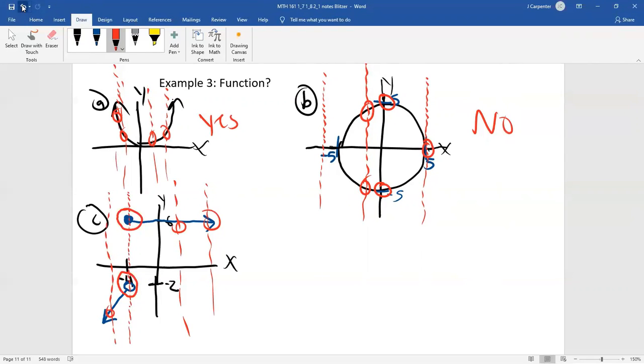So a lot of people think that this touches twice, but in fact, this is an open point and not included. That's an open point that's not included. So in fact, this vertical line only touches the graph once. It only touches it on the top shaded one, not the open bottom one. So yes, it is a function.